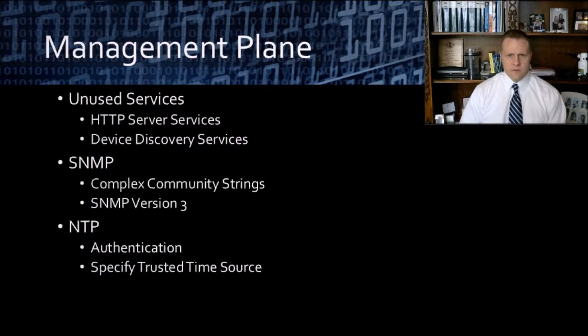The next area we want to cover in the management plane are unused services. Essentially, you want to disable all unused services. Depending on the network devices, a number of services could be enabled by default, but just a couple of services to key in on are web or HTTP services and device discovery protocols such as Cisco Discovery Protocol or Link Layer Discovery Protocol. Also, SNMP is a mandatory requirement in most enterprise environments, so ensure the community strings are of adequate complexity, and if you have a choice, leverage SNMP version 3 as it provides authentication and encryption capability.